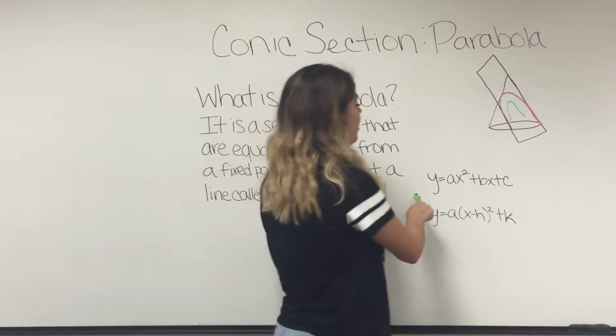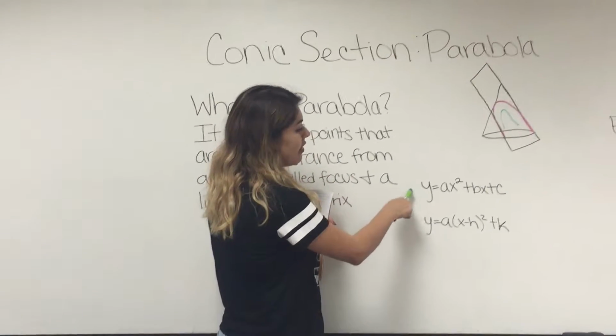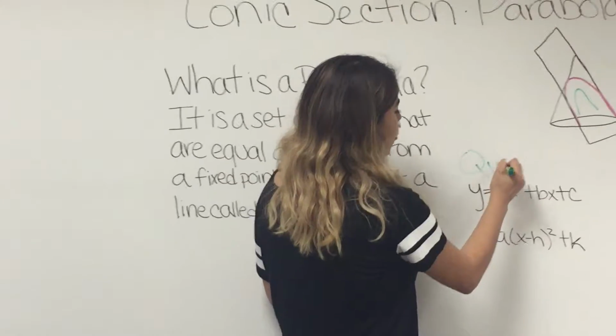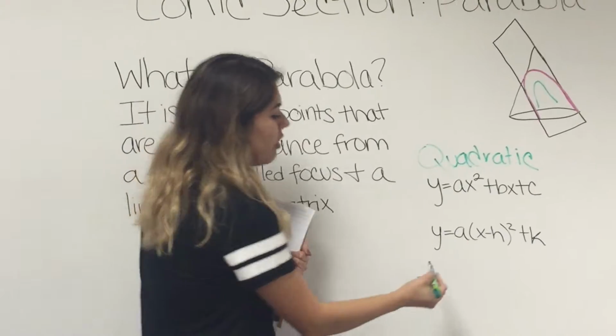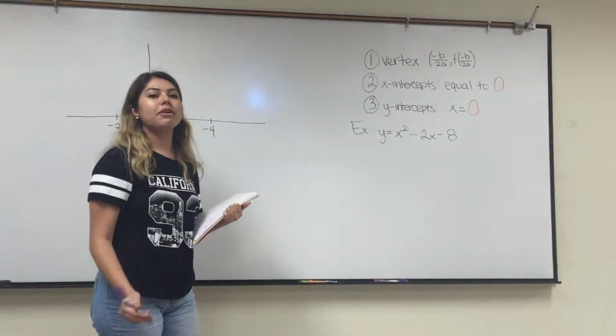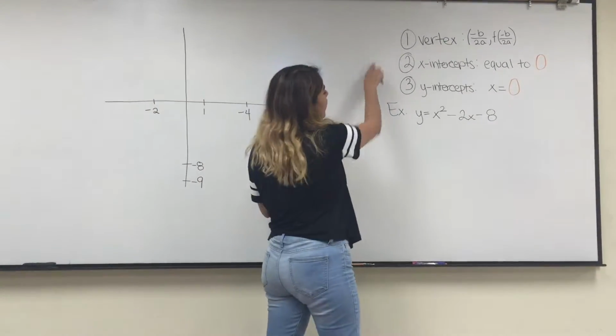Okay, so the equations that form the parabola are this one and this one, and this one's called the standard form, but it's also known as the quadratic equation. And this one is known as the vertex form. Okay, so now that we know what a parabola looks like, let's graph it. But first we have to look at the critical points.